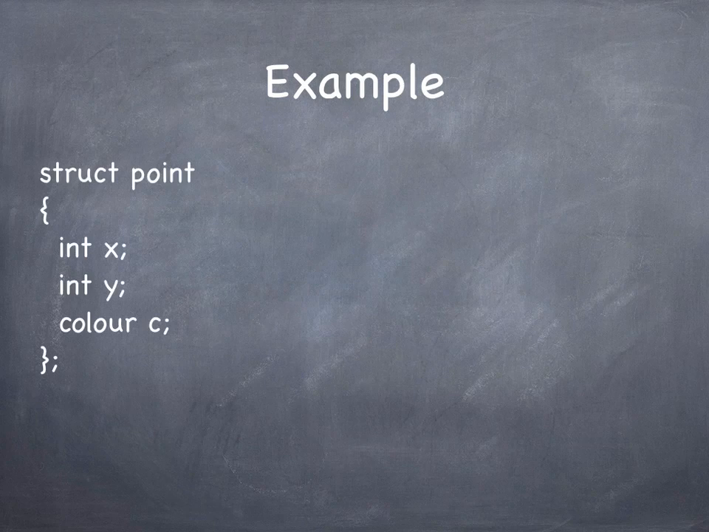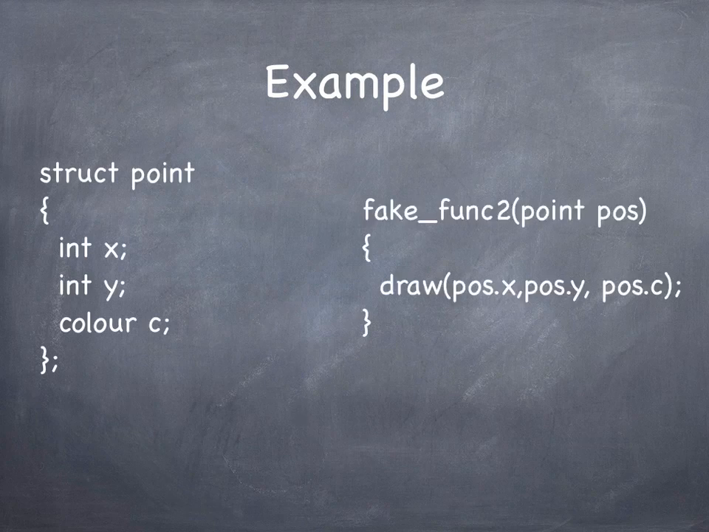For example, let's say we add the color value to our struct. The function itself still just takes a point. It doesn't have to change. Inside the function, we can now access the new color value when we're drawing.